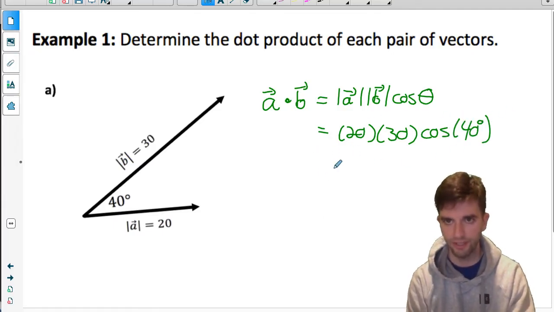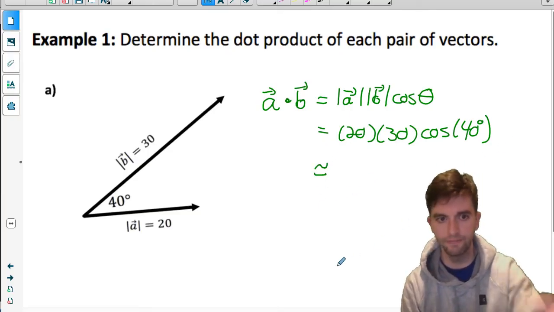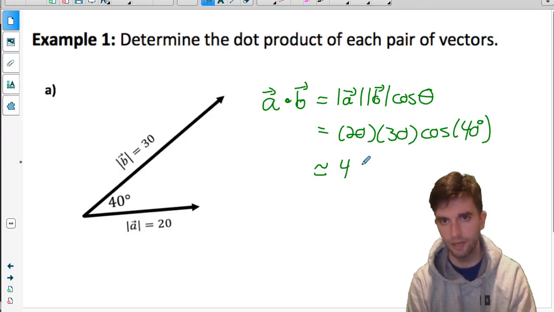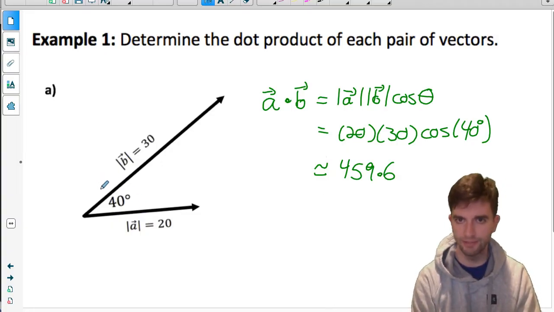So we can evaluate that on the calculator, get an approximate answer. Just make sure your calculator is in degree mode. And if we evaluate that, we get about 459.6. Now, let me just give you a quick visual demonstration of what we found.